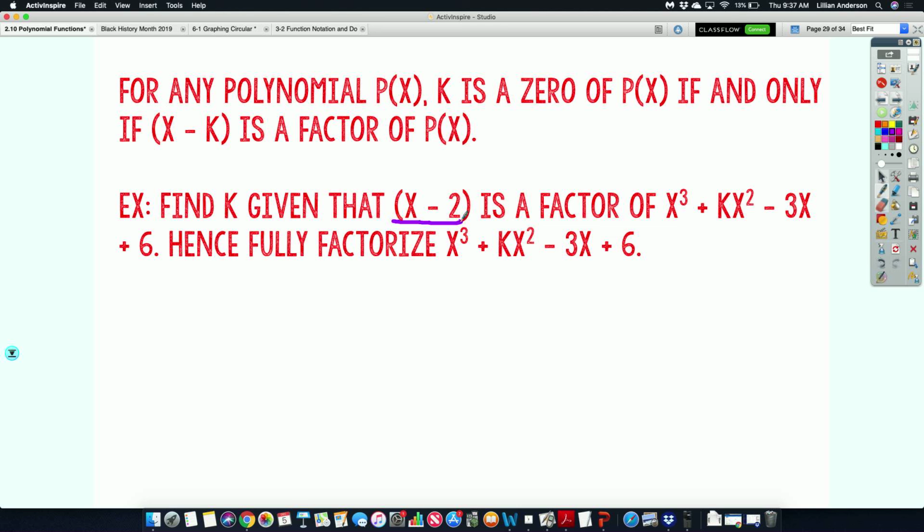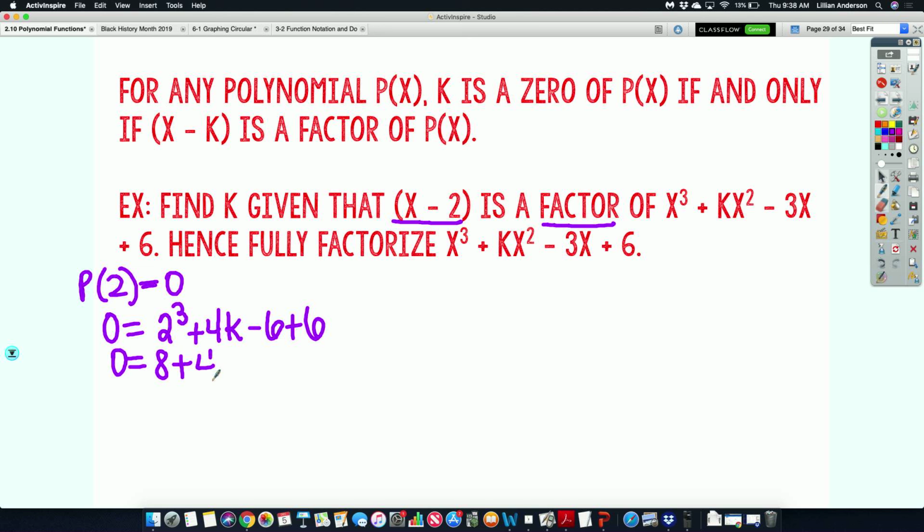Since you know that x minus 2 is a factor, that means that p of 2 should equal 0. The remainder should be 0. So when I plug in 2 and set it equal to 0, I'll be able to solve for k. That becomes 2 to the third plus 4k minus 6 plus 6. 2 to the third is 8, so this becomes 8 plus 4k, and the 6s cancel out. 4k equals negative 8, so k is negative 2. Again, because it's a factor, the remainder has to equal 0.